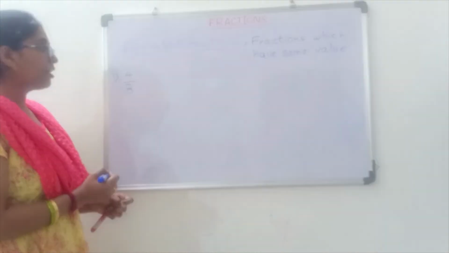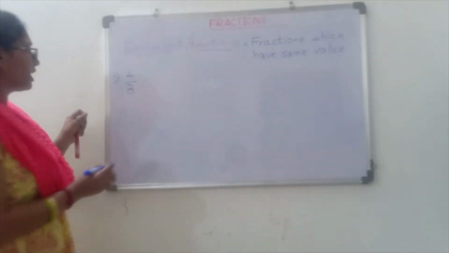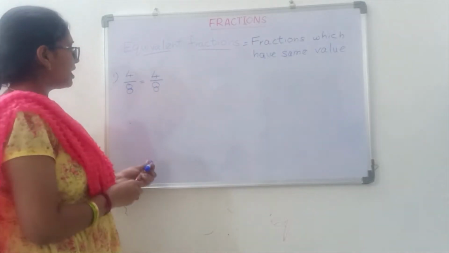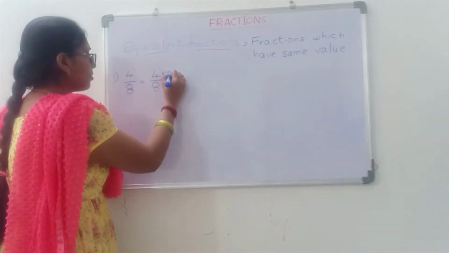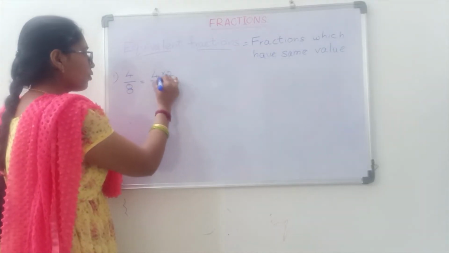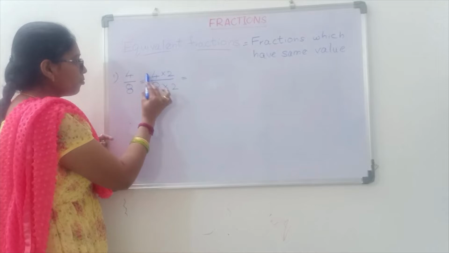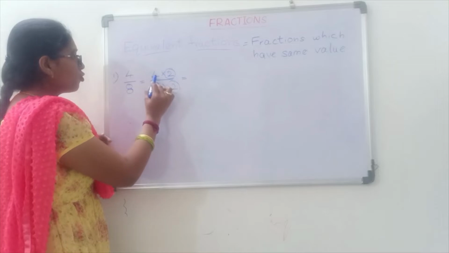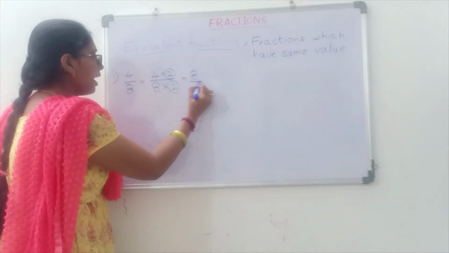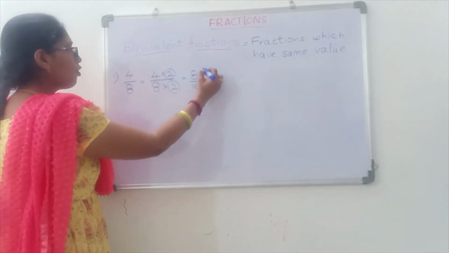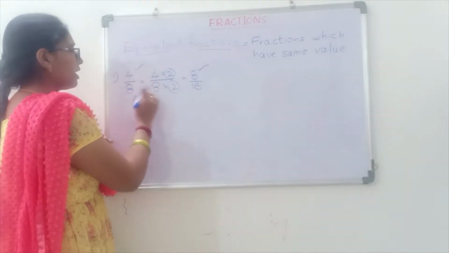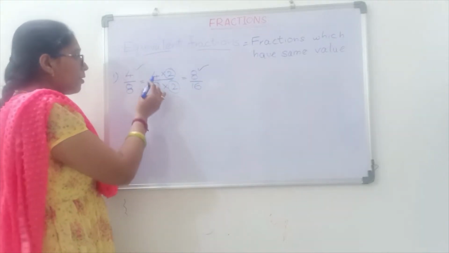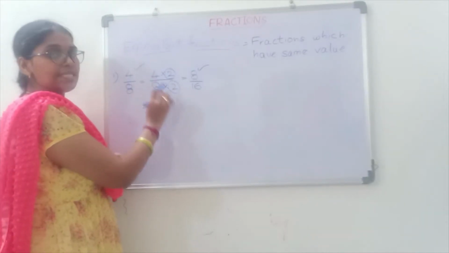There is a fraction 4/8. How to find the equivalent fractions of this fraction 4/8? To do this, we need to multiply both numerator and denominator by the same number. You can multiply by any number. Let us start with 2. Consider the number as 2. 4 into 2 is 8 and 8 into 2 is 16. So we got one equivalent fraction for 4/8. One equivalent fraction for 4/8 is 8/16. We can multiply with any number, but both numerator and denominator should be multiplied by same number.